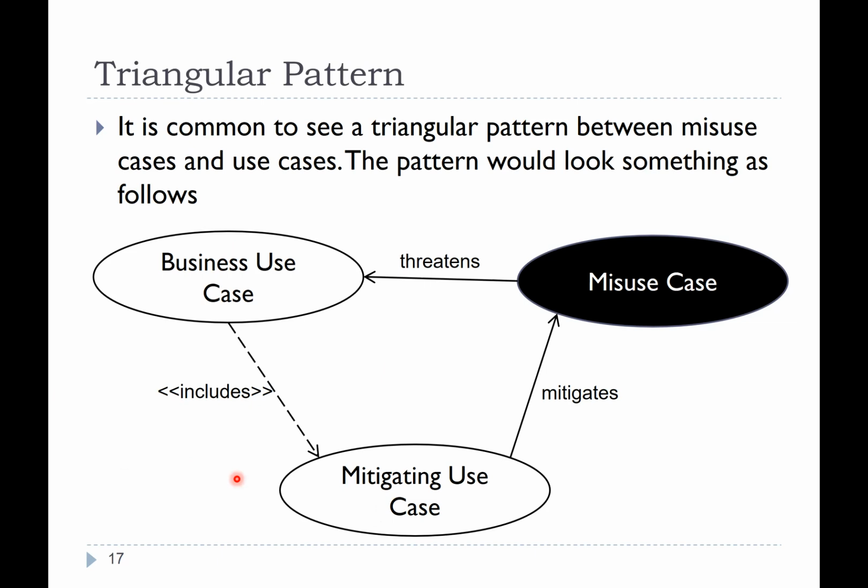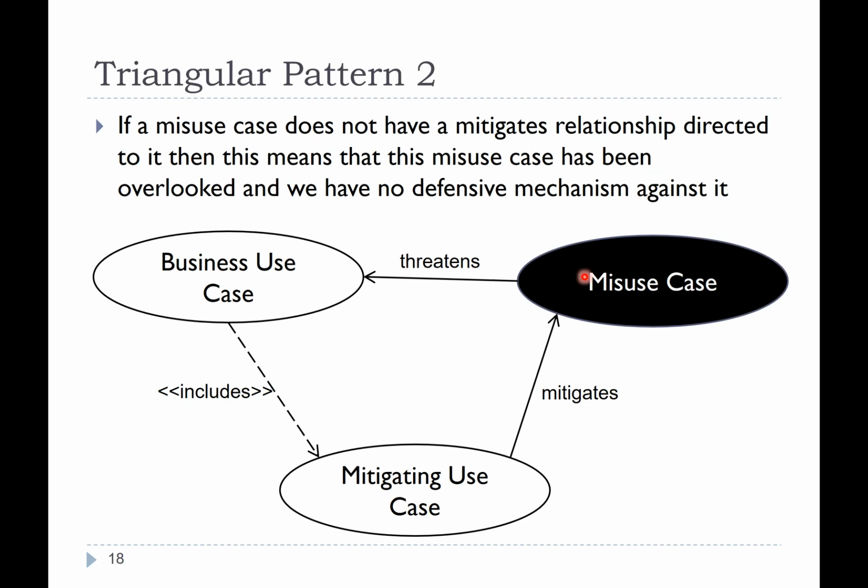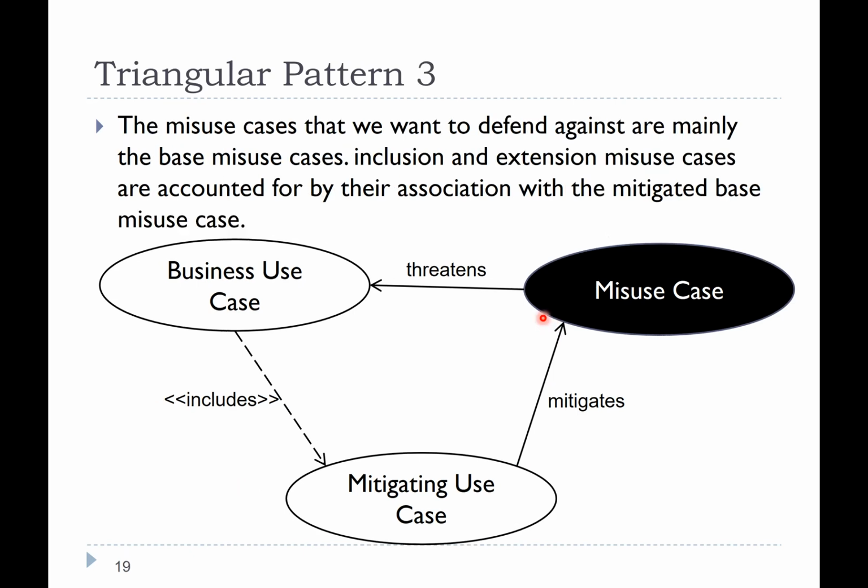Okay, so when a grade change happens, I'm not going to wait. I've got to do the check to make sure that it's within the thresholds of what a logical grade change should be. And then finally, we have that security use case, the mitigating use case, to mitigate that misuse case over here. All right. So if a misuse case doesn't have a mitigate relationship to it, that means we've overlooked it. Okay, so we have no defense against that misuse case.